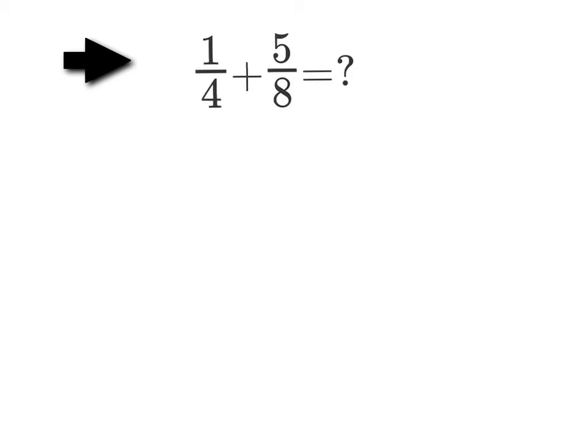So let's try one last example. 1/4 plus 5/8. If we look at this equation, we notice that we already have a common denominator in 8. So we would only have to manipulate one fraction, that fraction being 1/4.